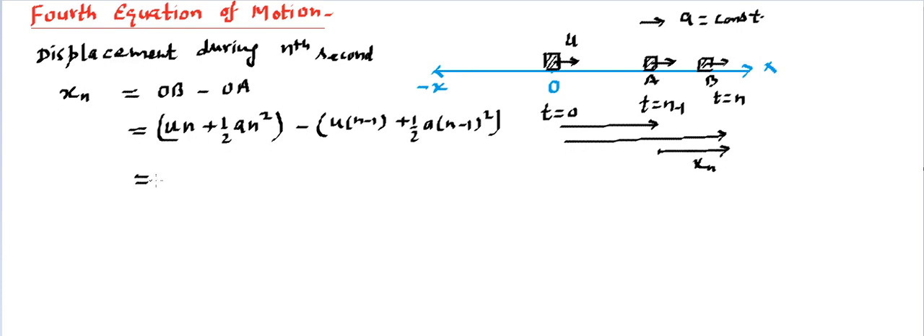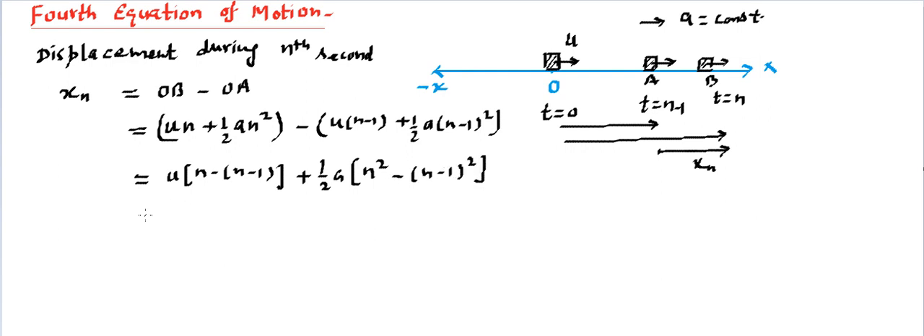Now we can simplify or arrange them. Let's take u common out of these two terms. If we take u common, we are going to get n minus n minus 1. And from the rest of the two terms, let's take half a common. If we take half a outside, we are going to get n square minus n minus 1 whole square. We can simplify this. When we simplify, you are going to get u, because in n minus n minus 1 there is really only 1 left, plus half a.